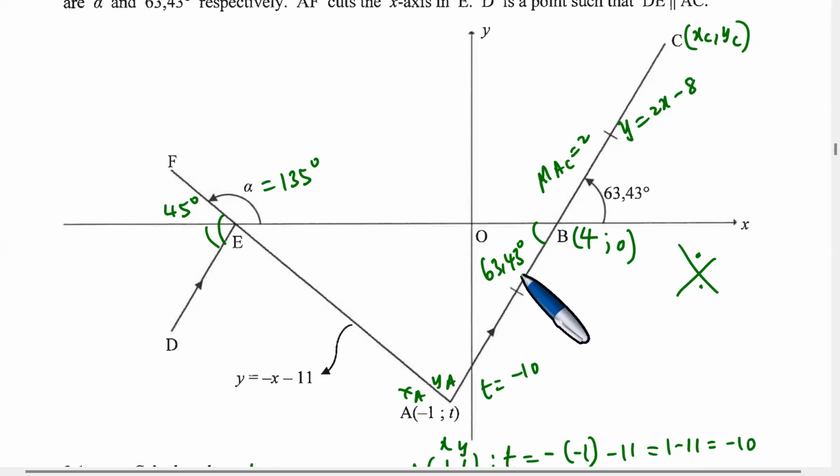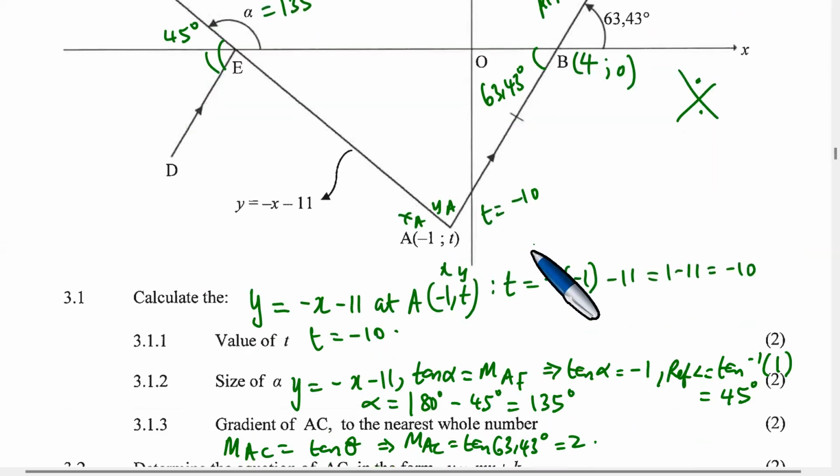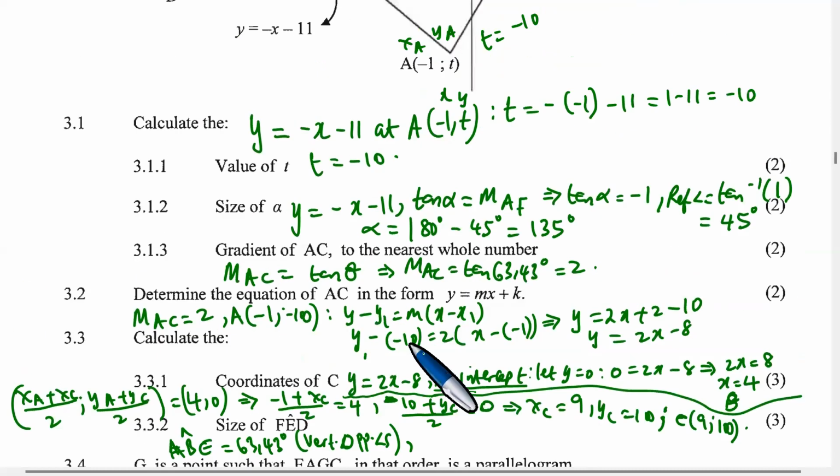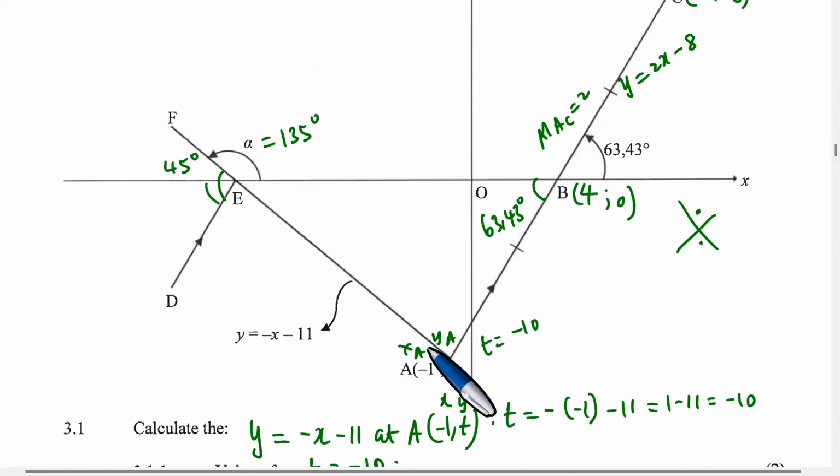Right. So how do we write that one down? We're going to write that angle ABE is 63,43 degrees. Angle ABE is actually the same as 63,43 degrees. Why? Because these are vertically opposite angles. Next, if these are vertically opposite angles, what do we then say?